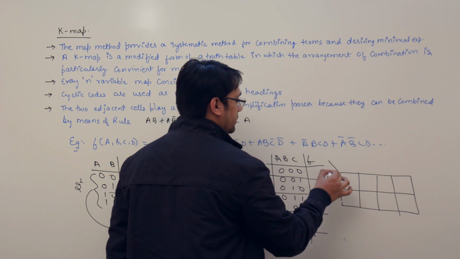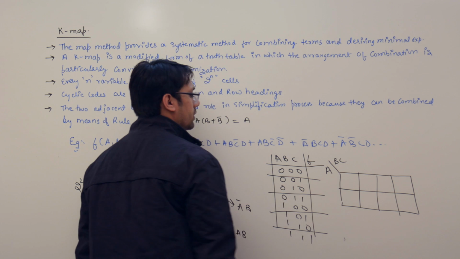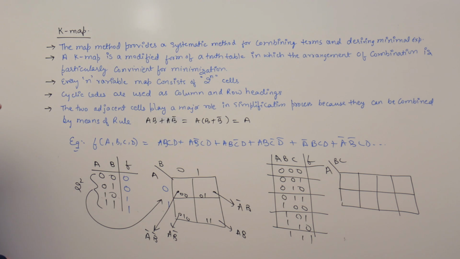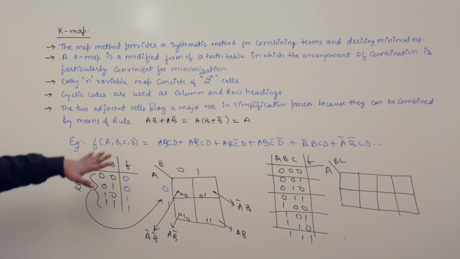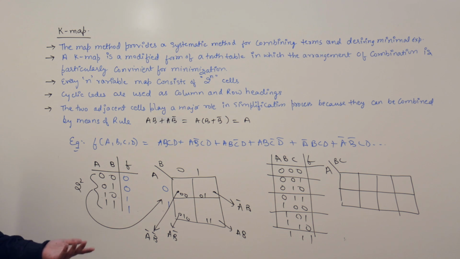There are total 8 cells. This is representing A, this is representing BC, A and BC. Now in case of K-maps, we are going to use cyclic codes. You will get to know why we are going to use cyclic codes. First of all, you should know what a cyclic code is.